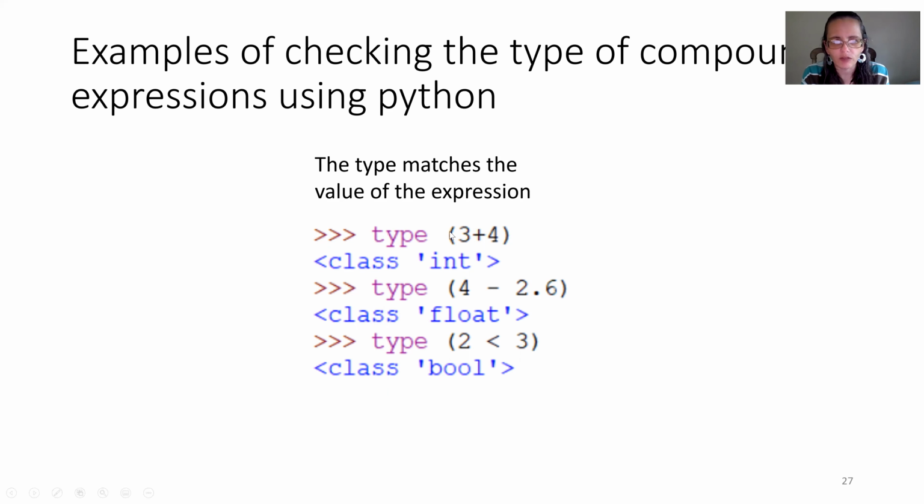So for example, if we have some expression 3 plus 4, you can do type, open parentheses, and instead of just putting a single thing in there, you can put the whole expression 3 plus 4 right there. And it tells us that it's class int because the answer 3 plus 4 is the integer 7, which is class int. Now let's do a harder one, type of 4 minus 2.6. This one's got a decimal value. So the answer is going to have to be a float. So this will tell us class float. And here is type of 2 is less than 3. This will give us a true or false answer, which is a Boolean, and we get class bool.